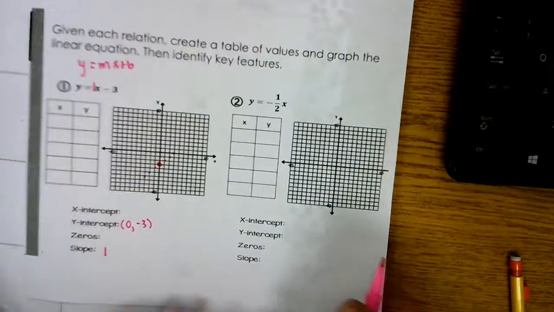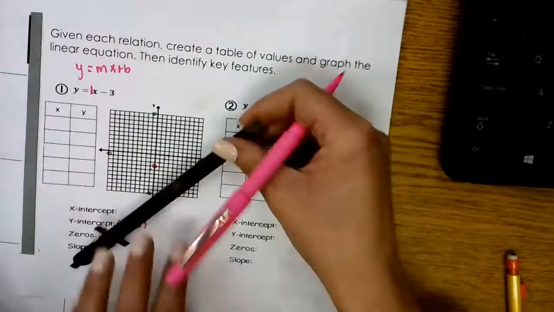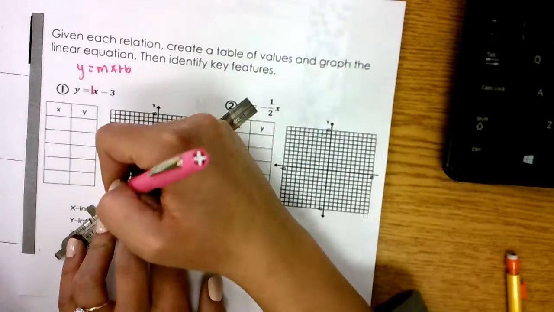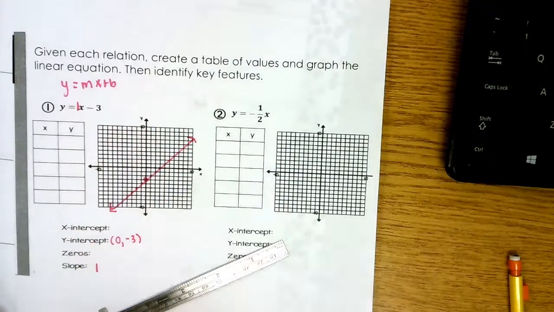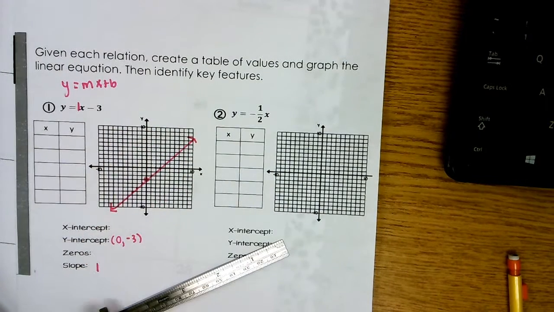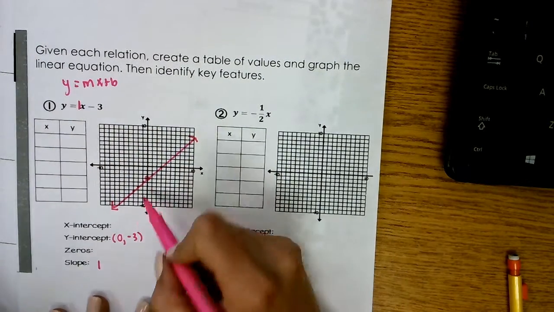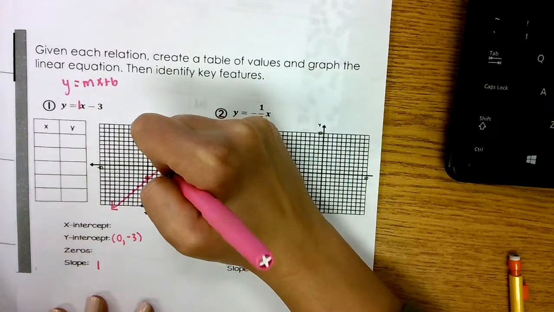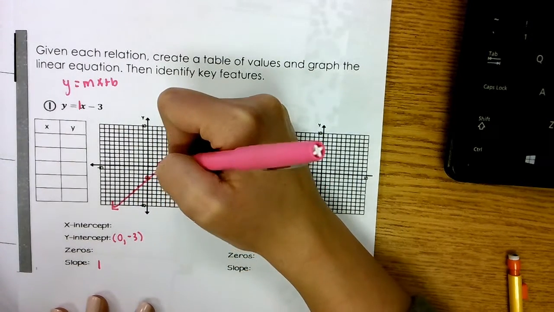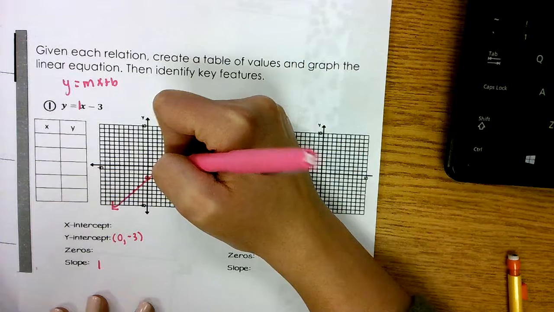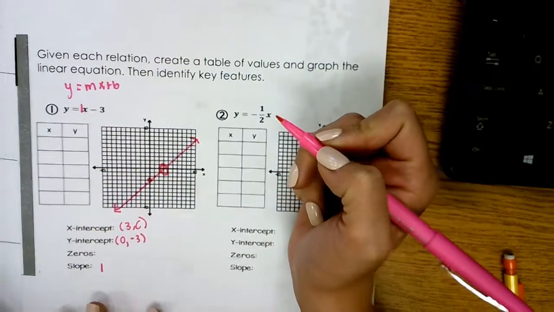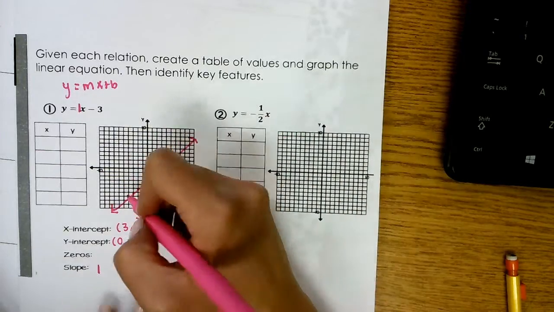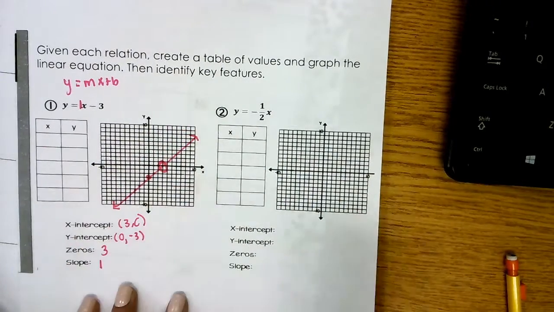And then I will use my ruler here to connect these. Remember, it's a line, so we want to put arrows on both ends of it, because it's going to keep going forever in both directions. Alright, for the x-intercept, we can see that the point where our line crosses the x-axis is right here at (3, 0). And the zeros, remember, the x-coordinate of the x-intercept, we have 3.